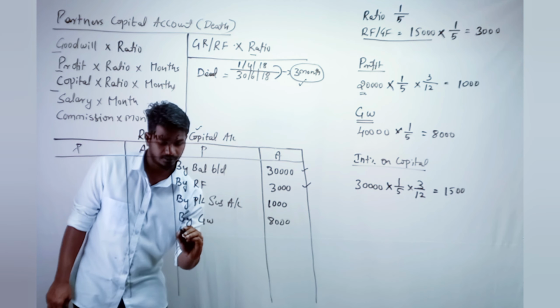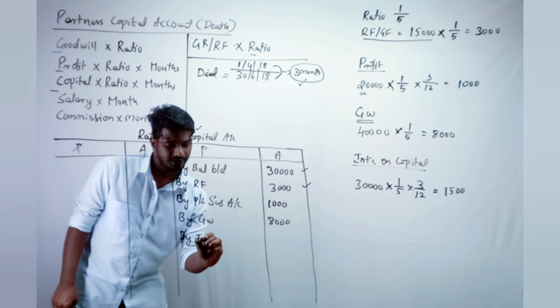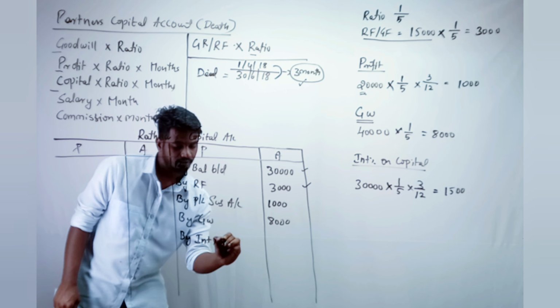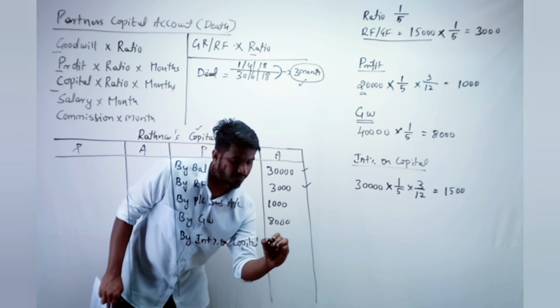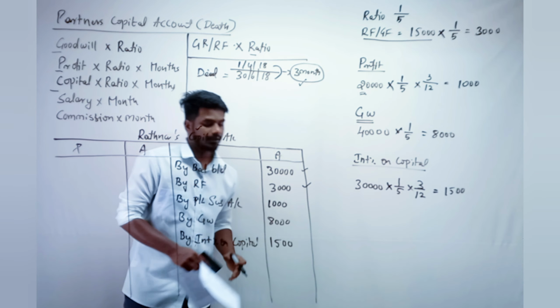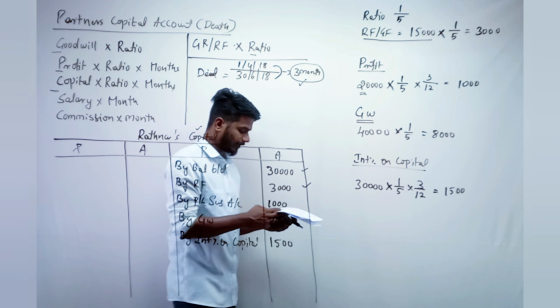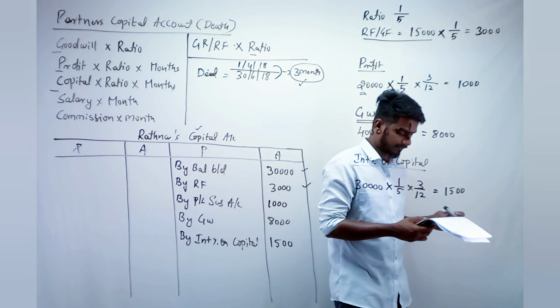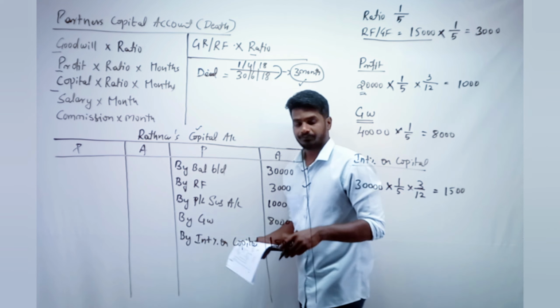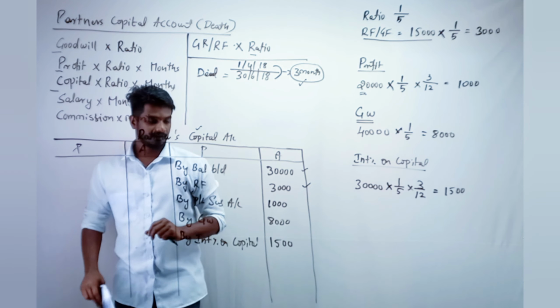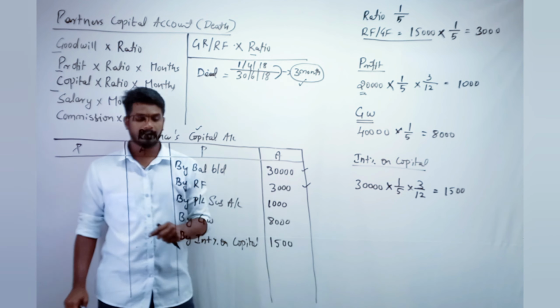Interest on capital, how much is it? 1,500. So that's it, right? You are required to ascertain the amount payable to the executors of Ratna by preparing Ratna's capital account. So we have completed the partner's capital account.